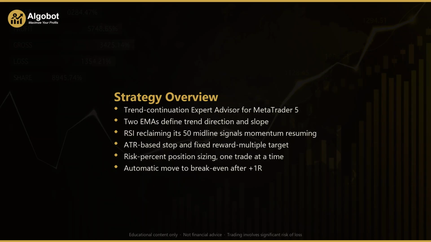Around that core, it's a full risk framework. Stops are placed using the average true range, so they adapt to how volatile the market currently is. Targets are set as a fixed multiple of that risk. Position size is calculated from a percentage of account balance. The EA holds only one position at a time, and it shifts the stop to break even once a trade is comfortably ahead. Who is this style suited to? Educationally speaking, it will interest traders who prefer following trends over predicting reversals, and who like clearly defined, rule-based entries and exits. As always, this is background information for learning, not a recommendation to trade.